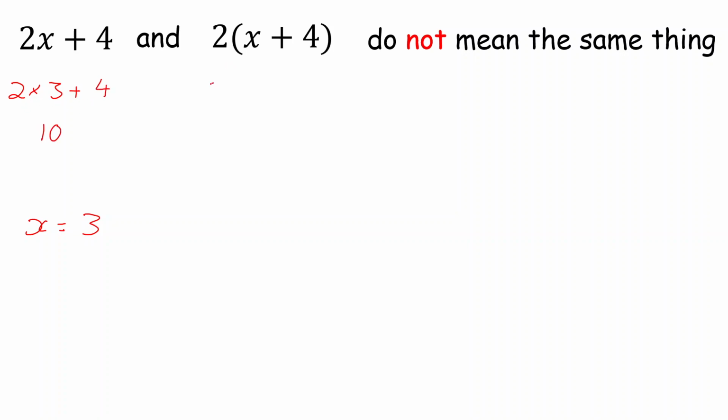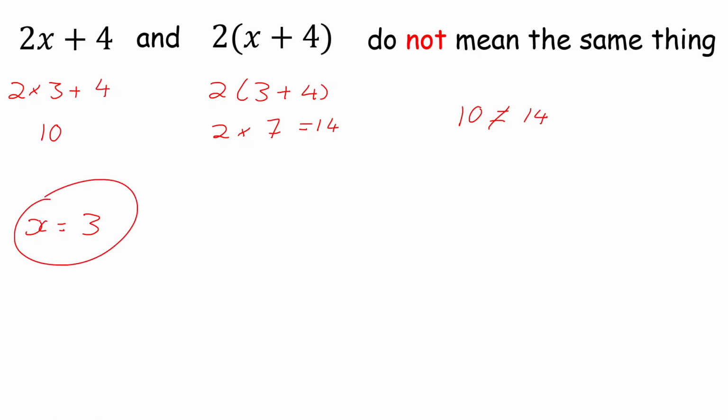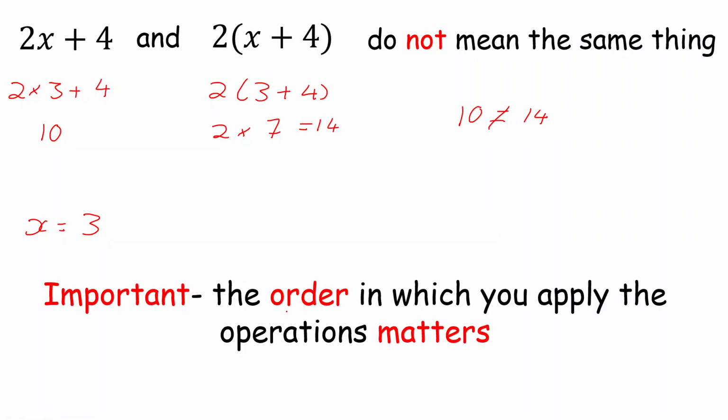Over here, I've got 2 bracket, if x is equal to 3, so 2 bracket 3 plus 4. Well, using BIDMAS, the brackets first, 3 plus 4 is 7. 2 times 7 is equal to 14. You can clearly see 10 is not equal to 14. So for the values of x that you choose, these statements are not the same thing. And this is very, very important because the order in which you apply the operations matters.